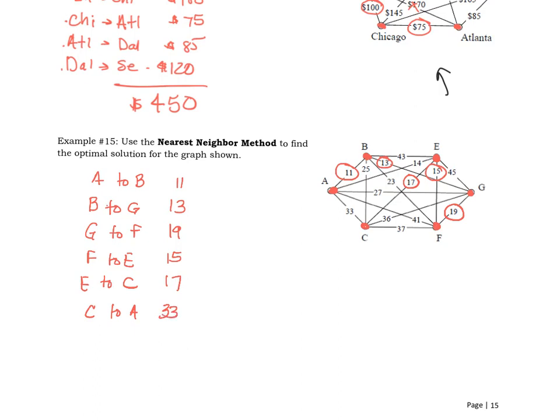Okay, so just so we can see that particular route, from A to B, B to G, then I went from G to F, then I went from F to E, and E to C, and then I went from C to A. Okay, so that tells me that my optimum solution is 108 units.